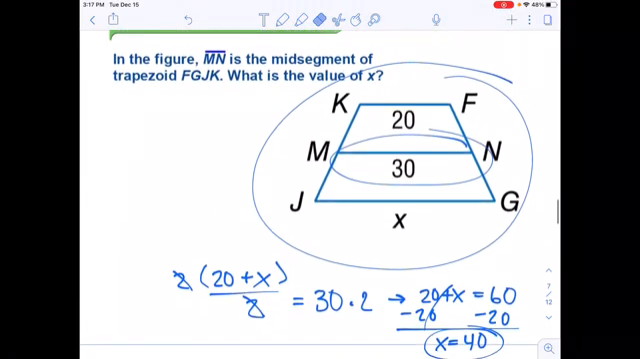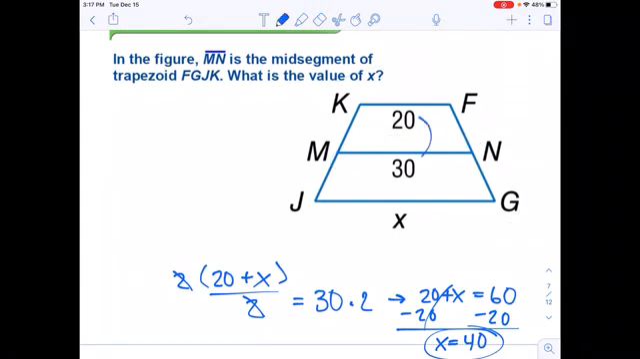Some of you might have seen that this has a difference of 10 between them. So then you'd probably think, well, this one probably also needs to have a difference of 10, or adding 10. So X should equal 40. Notice that is the same thing that we got doing it with algebra.